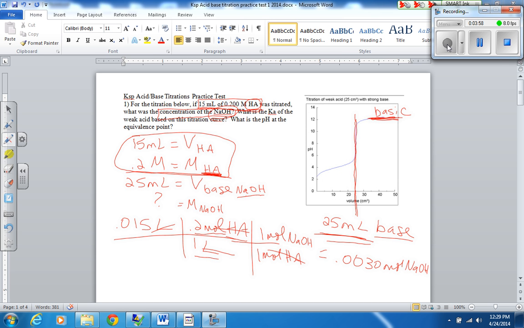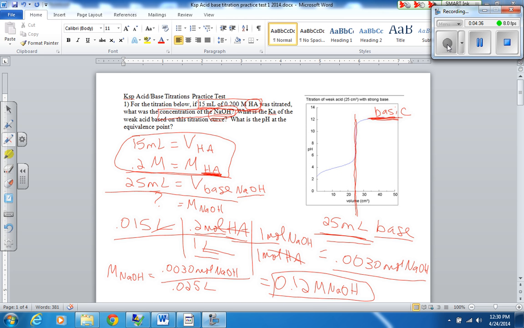How do you get molarity from moles and the volume? What are the units for molarity? Moles over liters. So I have moles and I have liters, so I can get the molarity of the NaOH: 0.0030 moles NaOH over 0.025 liters. Can someone tell me what that comes out to? Was it 0.013? No, 0.12. Oh, 0.12. 0.12 molar NaOH. Okay, so that's one of the answers for that problem.